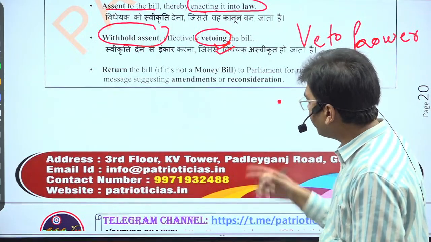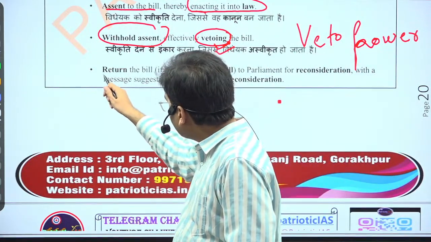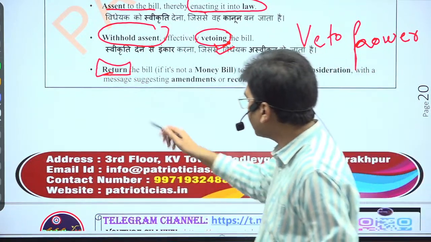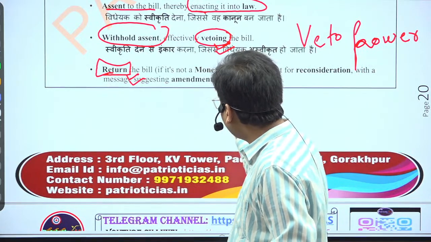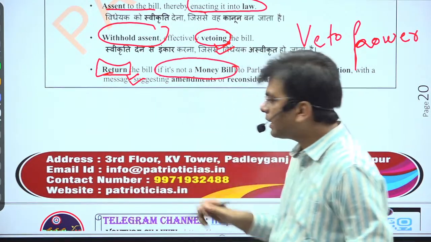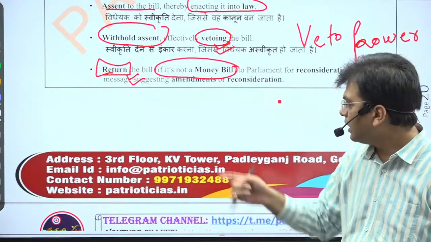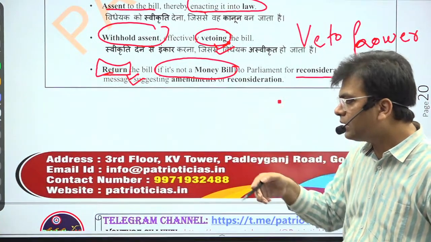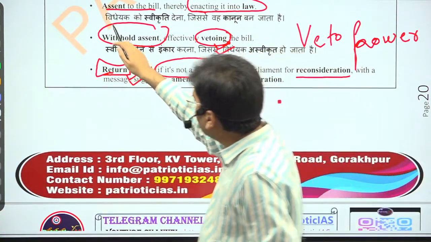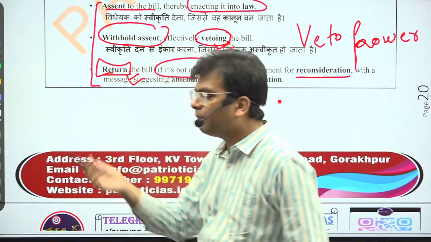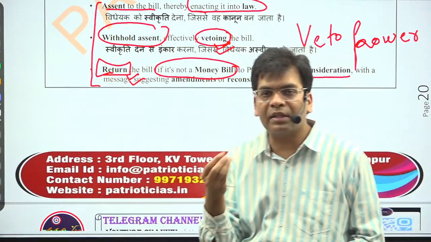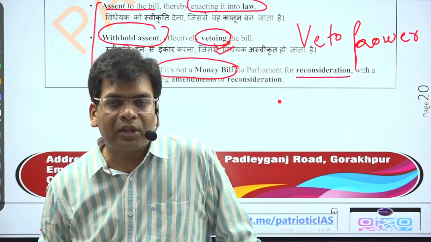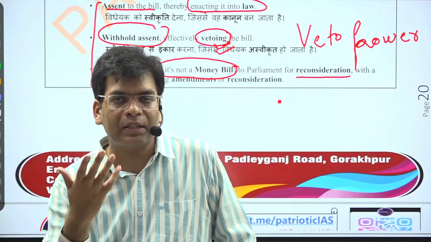So veto power we will further see. One option the president has is that he can return the bill, if it is not a money bill. In the money bill, either he can withhold his assent or give the assent, not for reconsideration. After reconsideration, the president can send a bill again to the parliament, or the governor to the state legislature, asking them to think again, and if you agree, you can send the bill again.